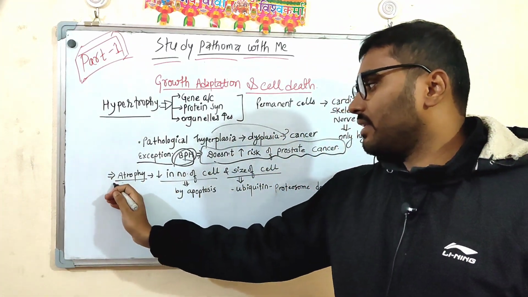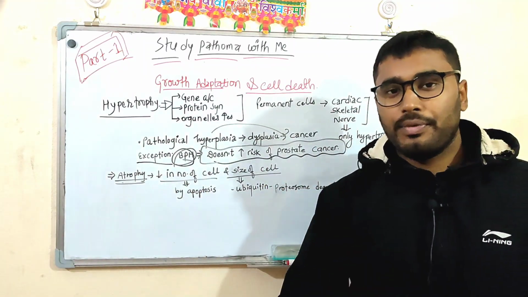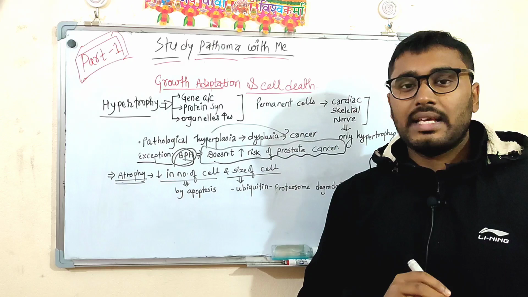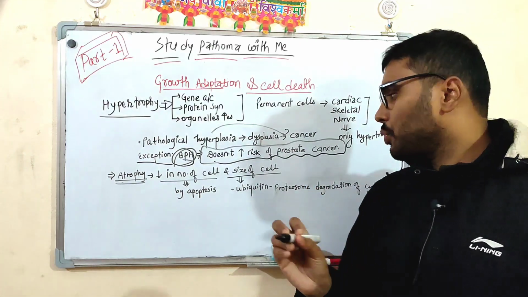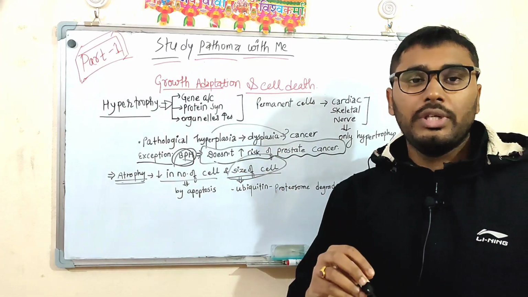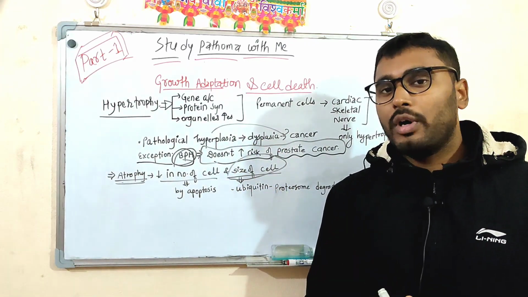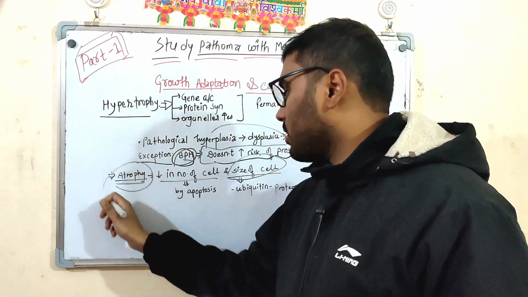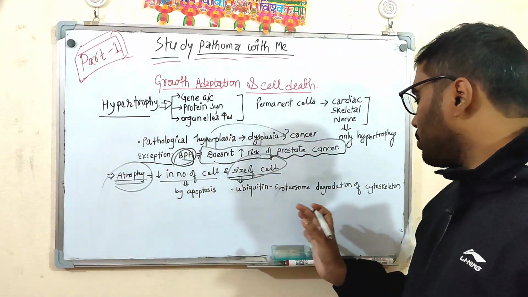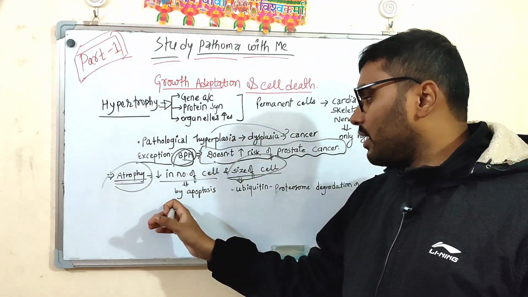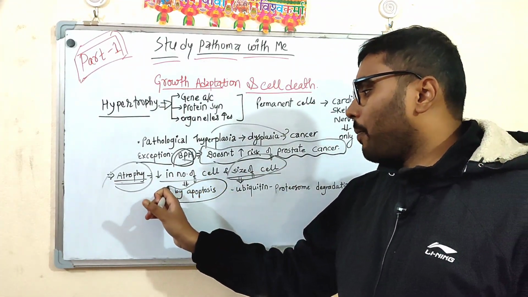Here is another term, atrophy. What is atrophy? Atrophy is basically a decrease in the number of cells, which will ultimately lead to a decrease in the size of the cell, and that will lead to a decrease in the size of the organ. So friends, how does atrophy occur? Atrophy occurs by two pathways, guys. It occurs physiologically or pathologically by apoptosis.